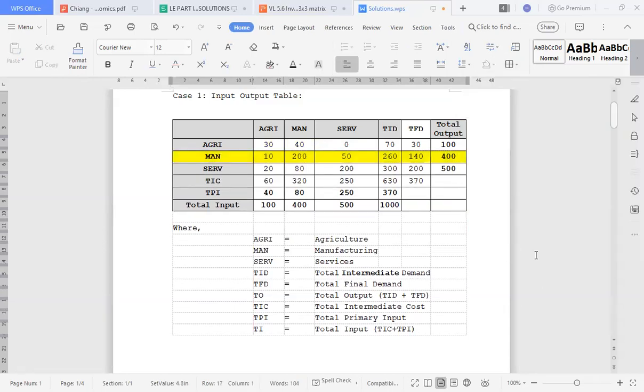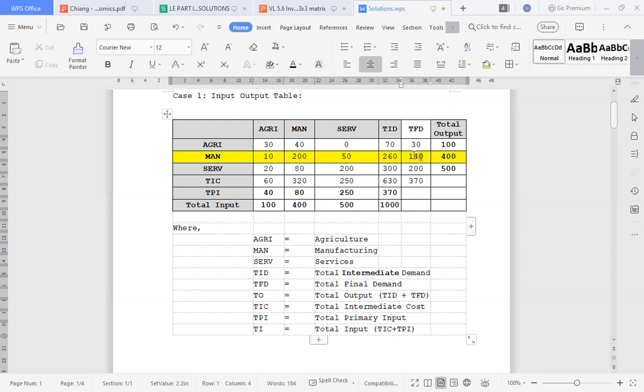Okay, so take for example manufacturing. Its total output is 400. That is not physical quantities, but again in money value. So for manufacturing, its output is worth 400 billion, and it is allocated as follows: 10 billion is used in agriculture, 200 billion is used as an intermediate good for the manufacturing sector, 50 billion is used by the services sector, and then 140 billion is the final demand.